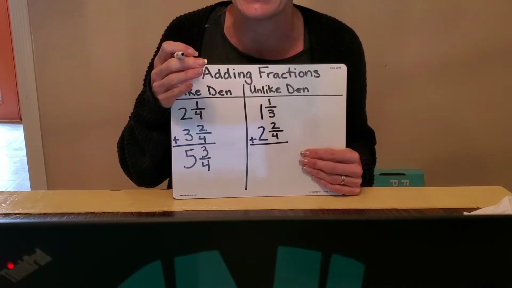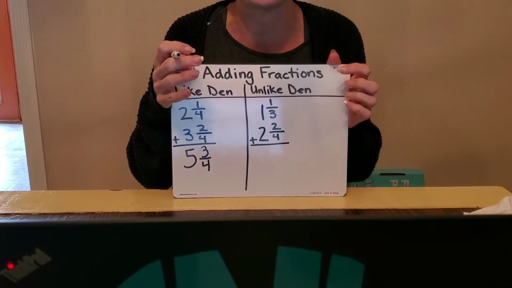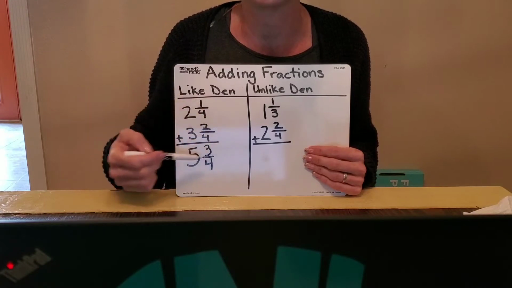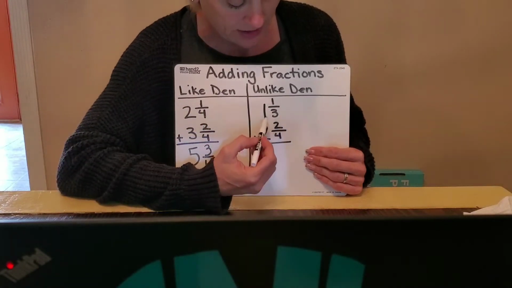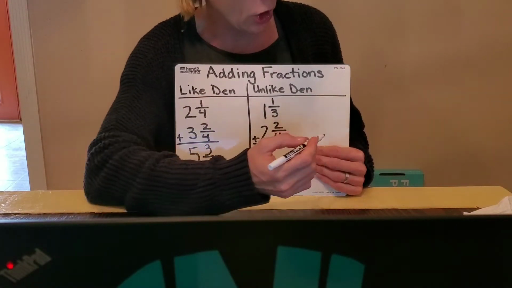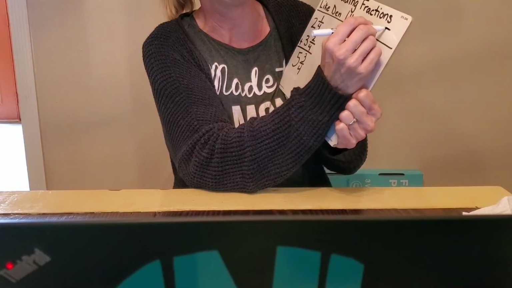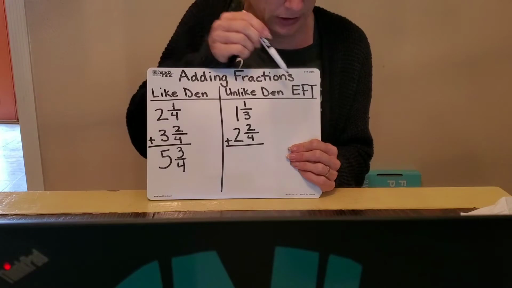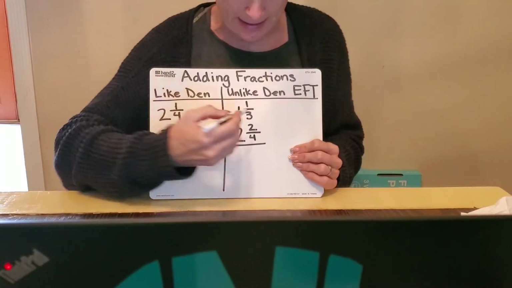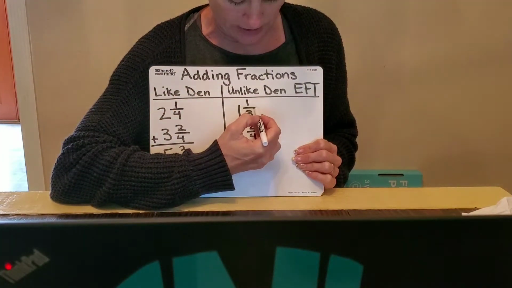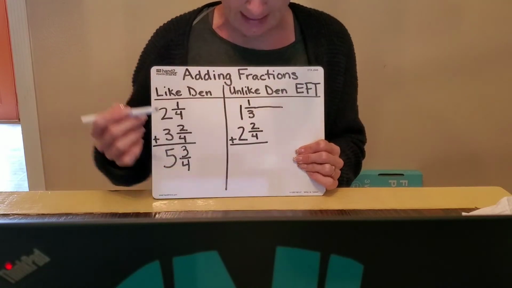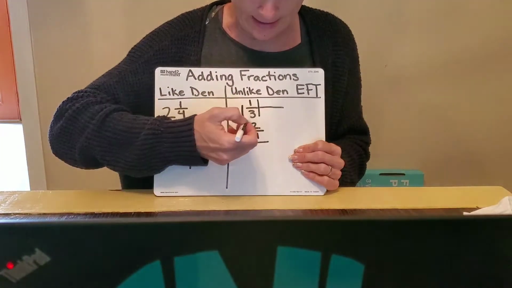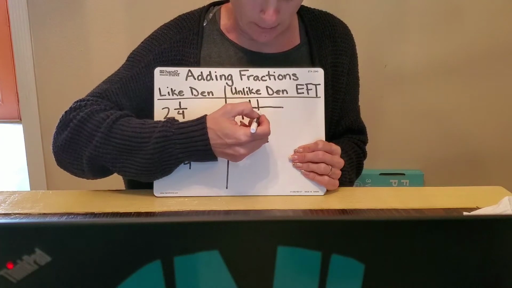But in 5th grade, we expect the kids to add with unlike denominators. Very rarely will you see this in our 5th grade work. So we use something called an EFT. That is called an equivalent fraction table. And the way that we do that is we extend that fraction line out. And you simply count by, in this case, 3's at the bottom.